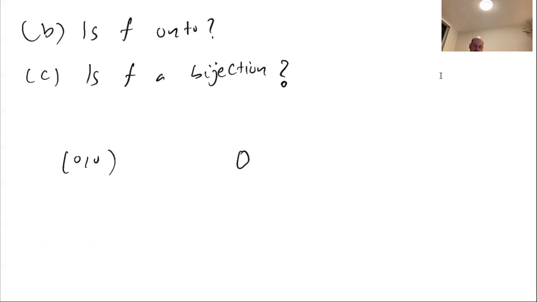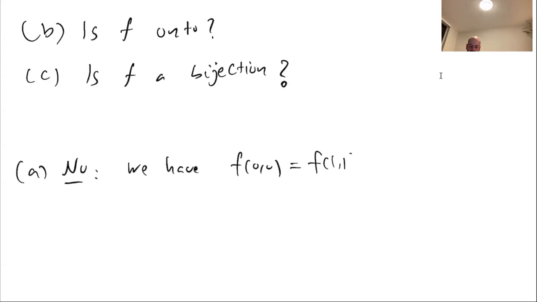So the answer to part A is no. We have, for example, f of 0 and 0 equals f of 1 and 1 equals 0, but 0 and 0 is not equal to 1 and 1. Once you show that there are two different inputs which have the same output, that implies that the function is not 1 to 1.